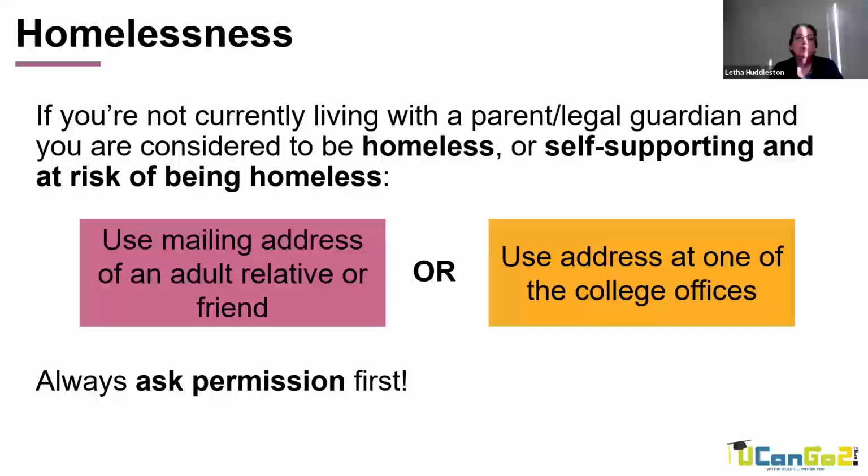Each year, they seem to be putting more and more emphasis on homeless students and how to handle different situations. So if a student is not currently living with a parent or a legal guardian, and they're considered to be homeless, which would mean unaccompanied and homeless, or self-supporting and at risk of being homeless, if that applies to some of your students, then it's important that they know they can use someone else's address temporarily until their circumstances change. So they can use a mailing address of an adult relative or a friend, or they can use an address at one of the college offices.